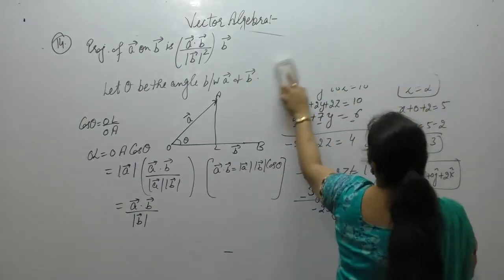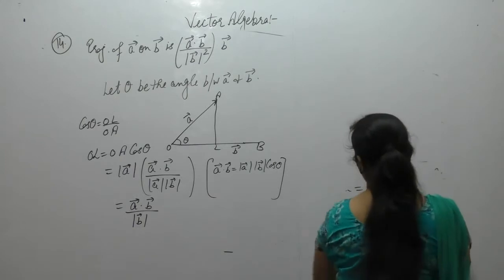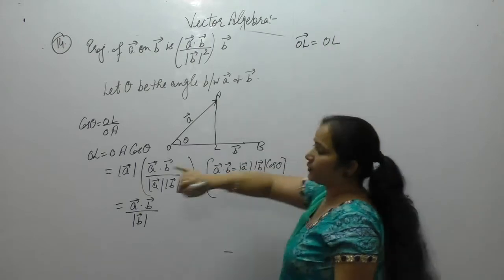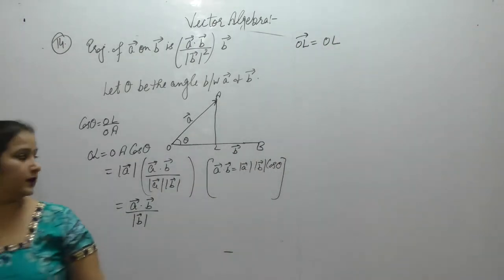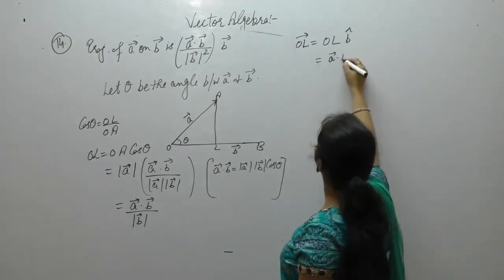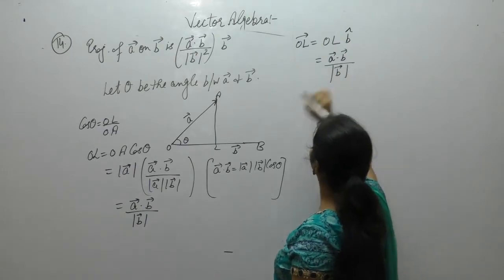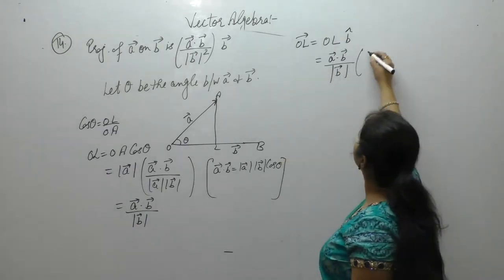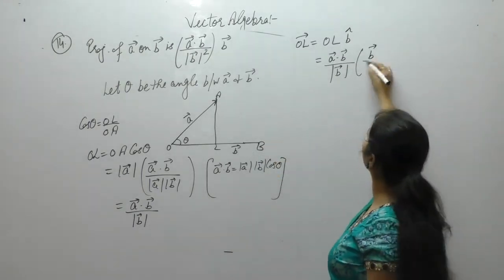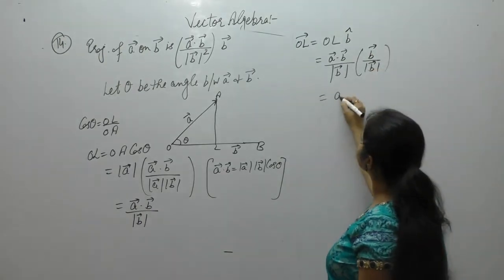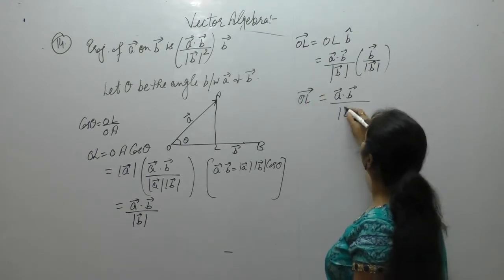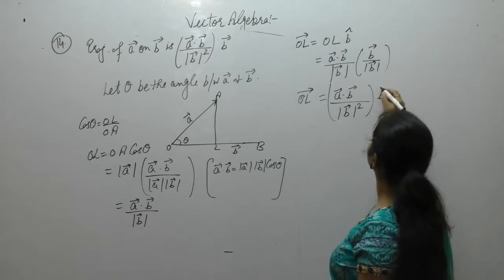Now if we want to find OL vector, vector OL is equal to length OL into unit vector B. OL has value A dot B upon modulus of B. Unit vector B is equal to B vector upon magnitude of B vector. So OL vector is equal to A dot B upon modulus of B square into B vector.